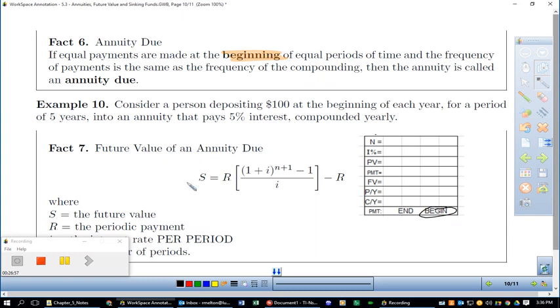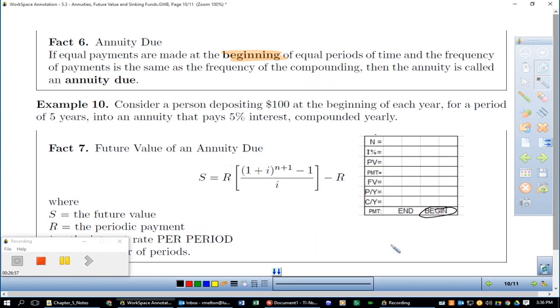S equals R times (1 plus i) to the n plus 1, minus 1, over i, and then outside the parentheses, minus R. The way it works, we can go back to the beginning and show you how that works again, but every amount that you put in there gains interest, compound interest. That's really how this is going to work.